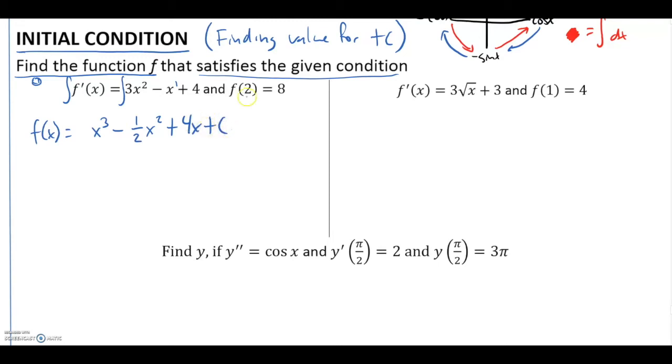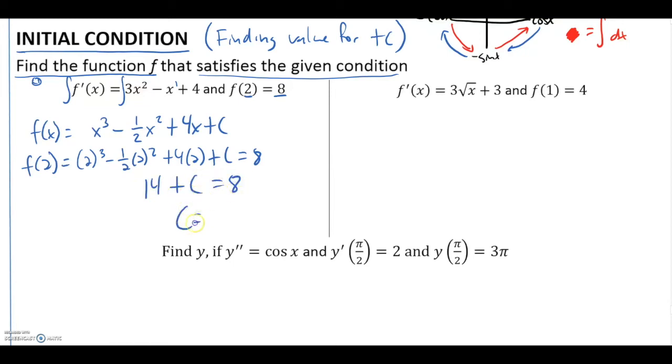Well, what I'm going to say is, I know that f of 2 equaled 8. I know one particular point on this original function. And what that's going to allow me to do is say f of 2 equals 2 cubed minus 1/2 times 2 squared plus 4 times 2 plus that unknown constant, which actually has a value that we know. The whole thing has to equal 8. And so simplifying this, we would have 14 plus that constant equals 8. And the constant itself then would have to equal negative 6.